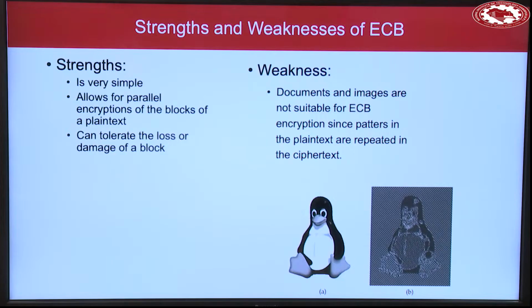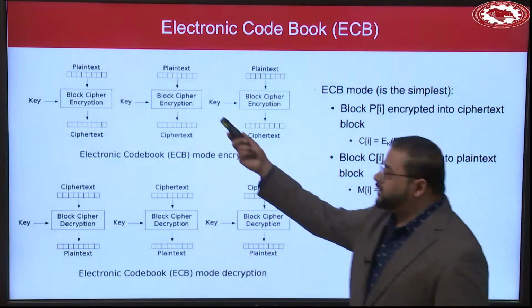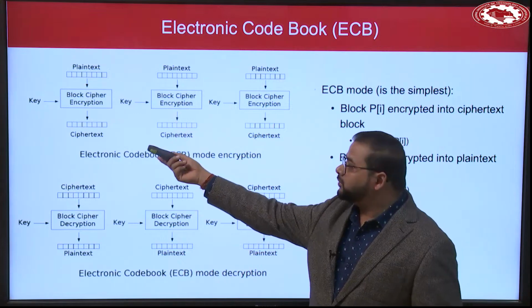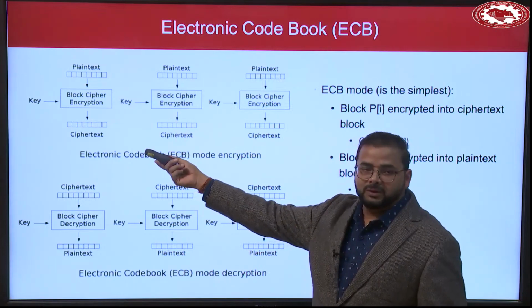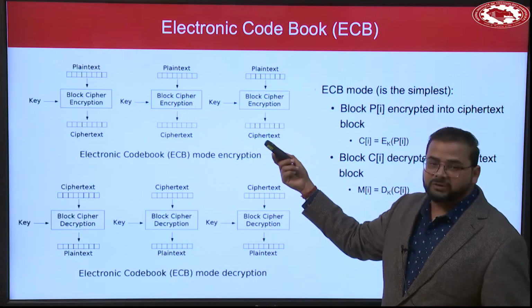What are the problems? It says documents and images are not suitable for this. Why? If you are encrypting the same message again, you get the same ciphertext. So let's say my plain text is Himachal. I'm using key X. I will get some ciphertext. Again, in my sentence, there's another Himachal, same key, same ciphertext.